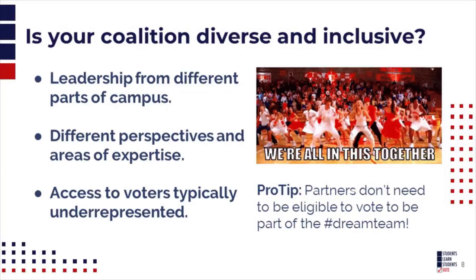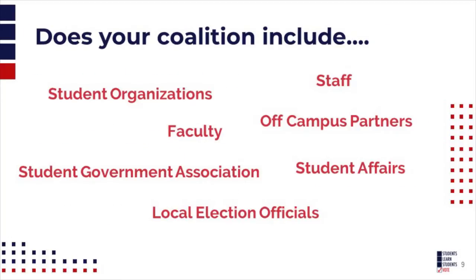So we really ask folks to think about who all is in their Democratic Engagement Coalition. Does it include staff members? Does it include student organizations, faculty members, any off-campus partners? Is the Student Government Association involved? Are folks from Student Affairs involved? Additionally, is the local election official who's going to be making a lot of the decisions about how elections are run in your community involved in your coalition as well? This is just a short list to think about when you're putting together your Democratic Engagement Coalition, though there's lots of other folks from across campus and within your community that you could consider involving as well.